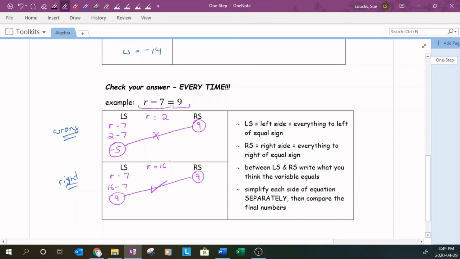Make sure that you box your answer, or circle it or something, so that you are really clear about what your answer is.